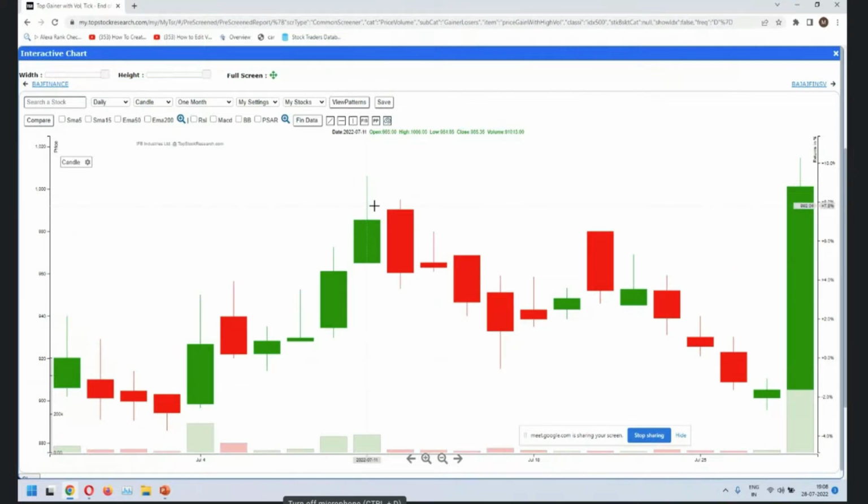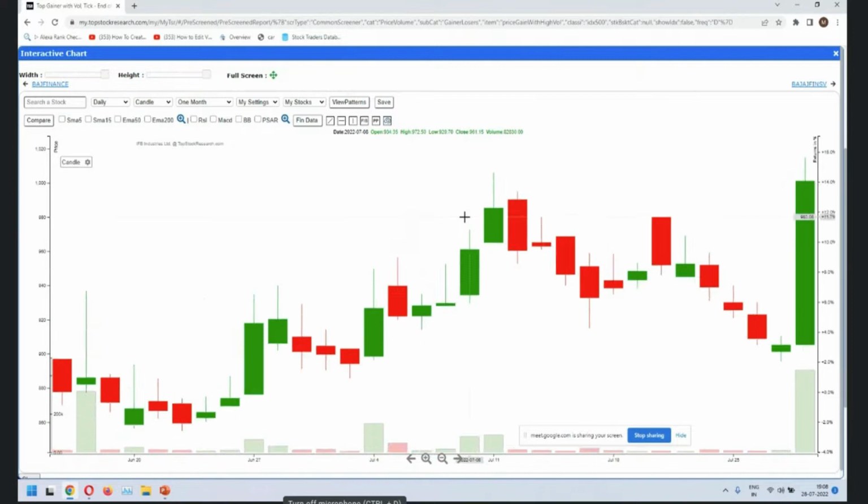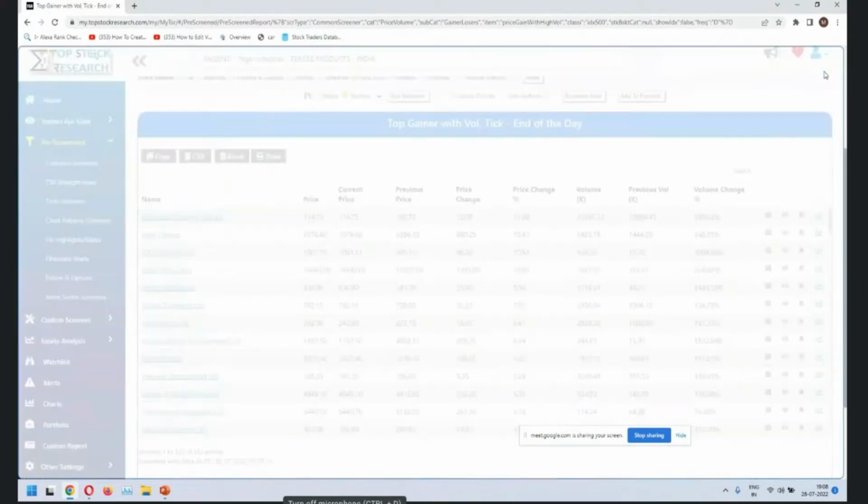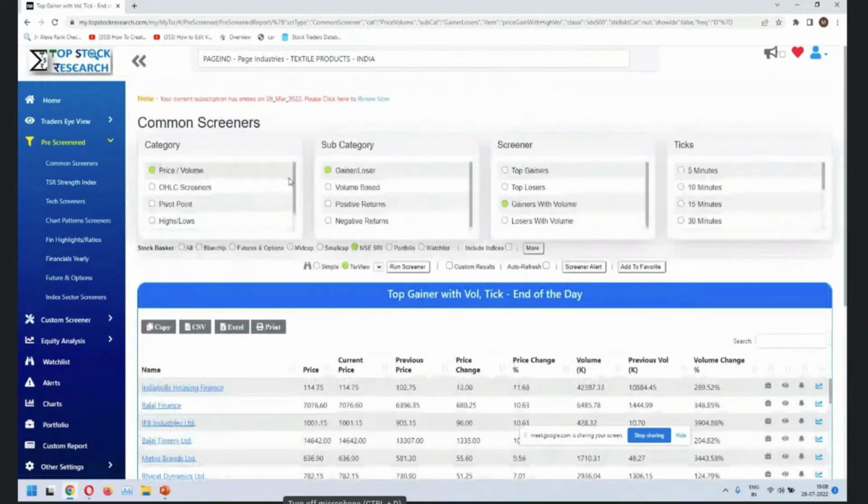This particular stock has broken some of the near resistance also, right? Almost a few months high, a 3-month high at least, right? That's where it is closing up to. So you can always navigate on this particular part. So these are price volume. These are the common screeners.